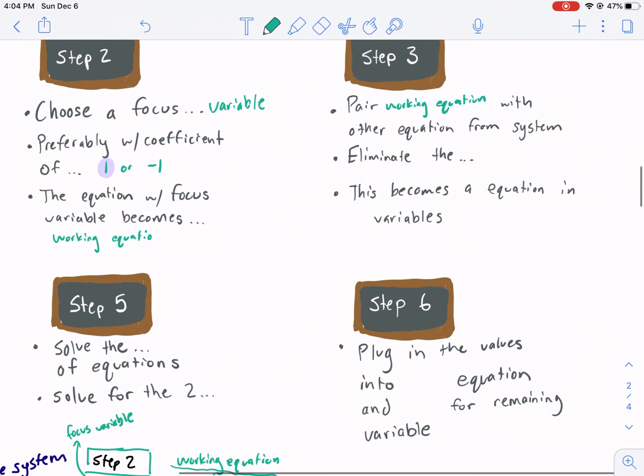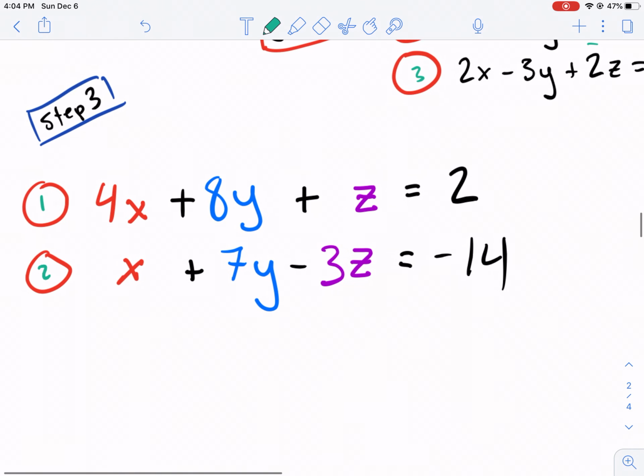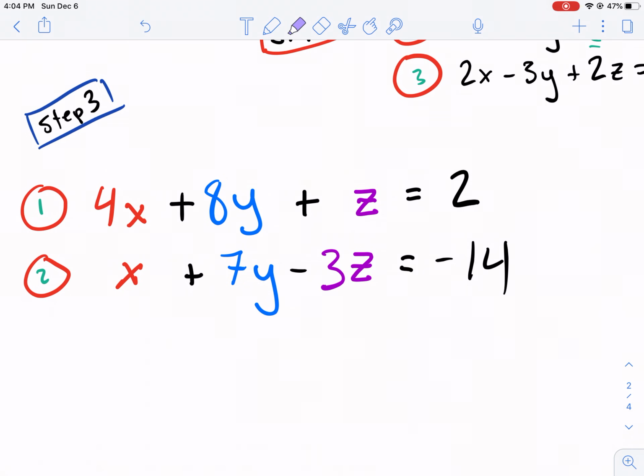And what we're going to try to do, as we see our focus variable right here, let me highlight it in green, is try to eliminate our focus variable. That's our goal. We don't like 3 variables. We don't even like 2 variables. So first we need to get it down from 3 to 2. So we're going to eliminate the focus variable. Okay, so let's go ahead and do that.